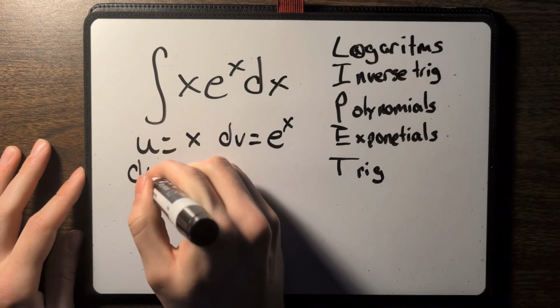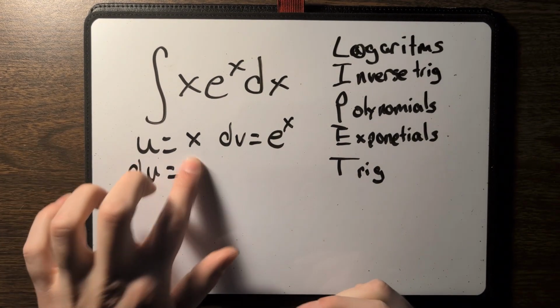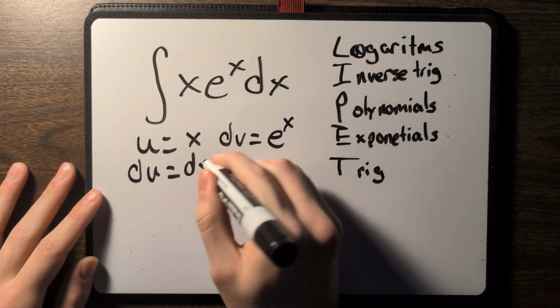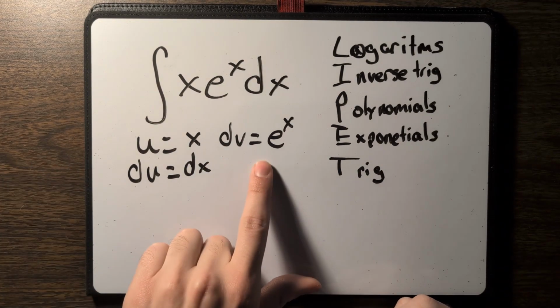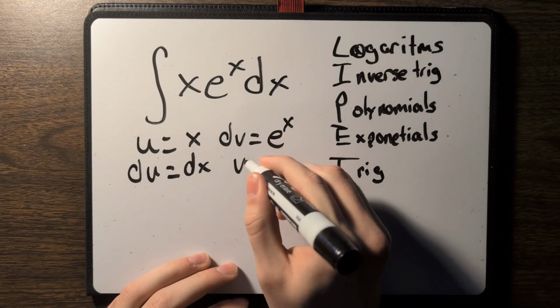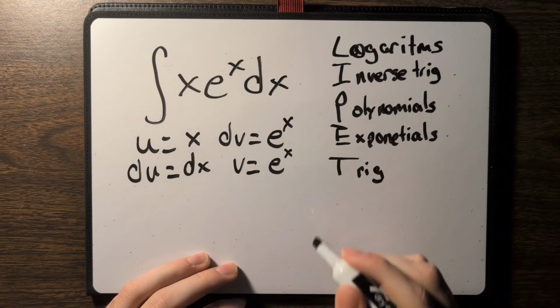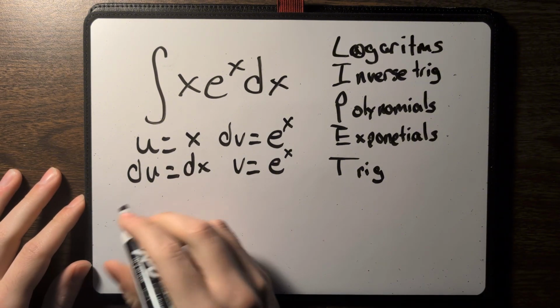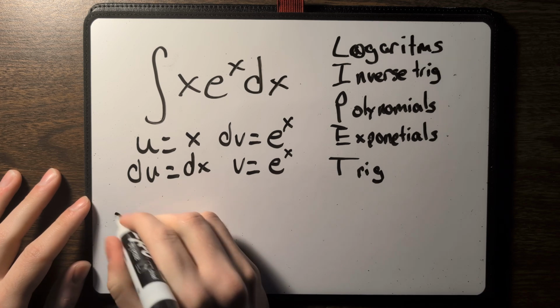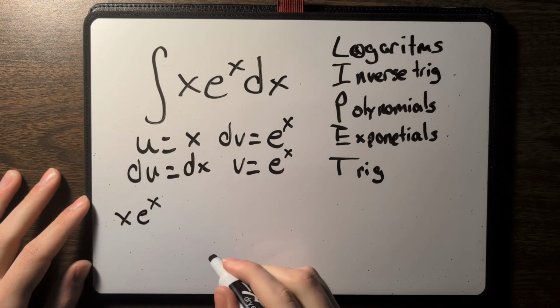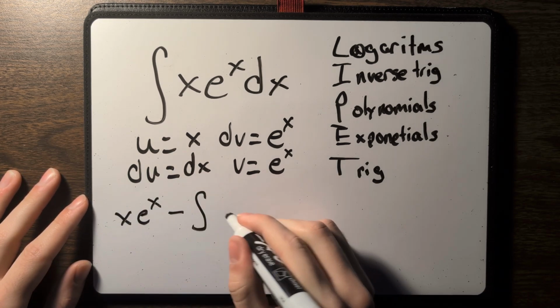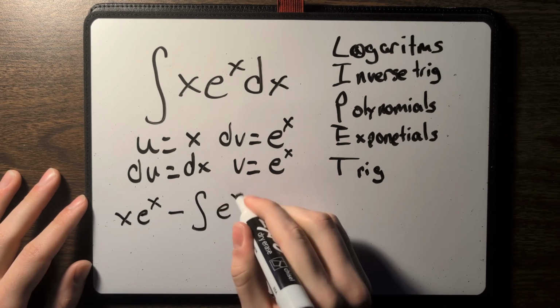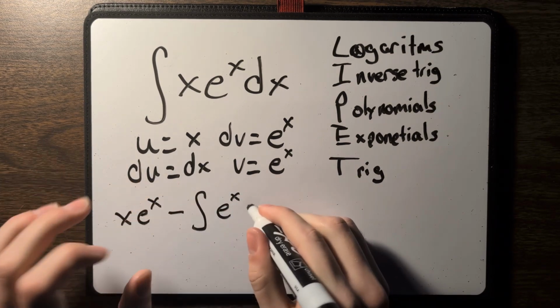Okay, so let's take the derivative of x. We're just going to get dx. Let's take the integral of e to the x. We're just going to get e to the x. Okay. So then let's write that in our formula. So u times v minus the integral of v du, which is dx.